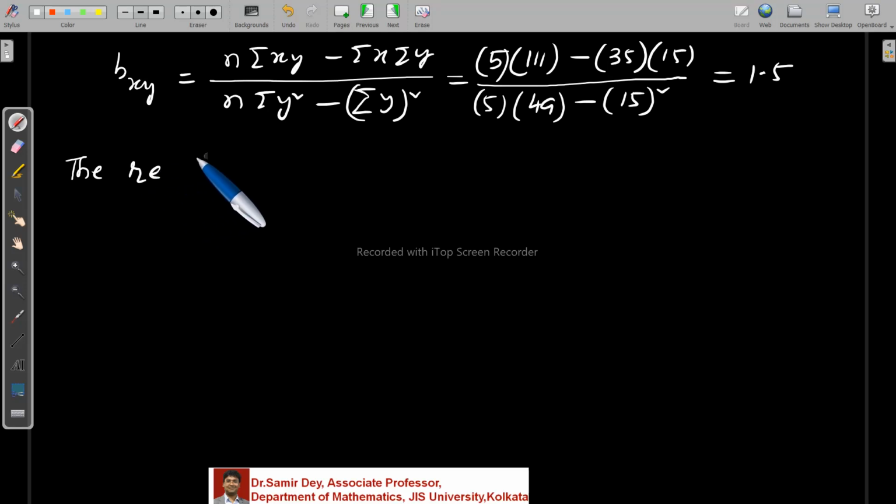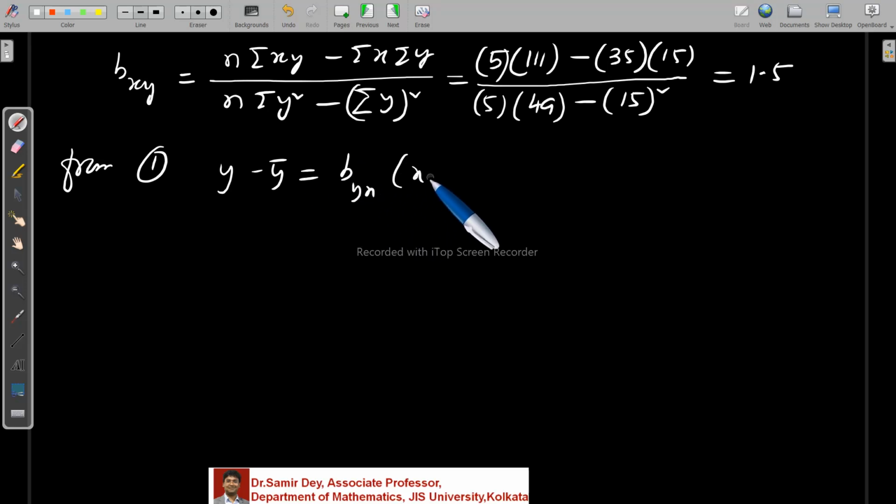Now we have all unknowns, correct? X bar, y bar, byx, bxy, all are known to you. Now you substitute one by one in equation number 1 and equation number 2. So you may write from 1. So what you have, y minus y bar is equals to byx x minus x bar. Clear?